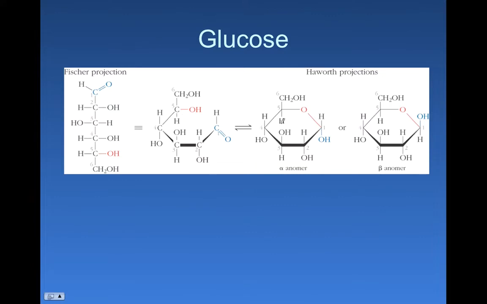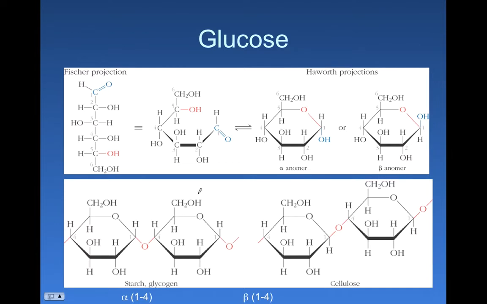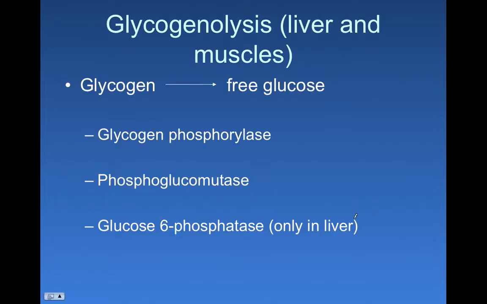It's cyclized in the bloodstream as the alpha or beta enantiomer, and it can be polymerized to be stored as either starch or glycogen with our alpha 1,4 linkages, or in plants it can be stored in the beta 1,4 linkages in cellulose. So how do we get that glucose to start up glycolysis in our body from something like glycogen? Well, we undergo a process called glycogenolysis, right? We're lysing glycogen here, turning polymerized glucose into free glucose that we can use.